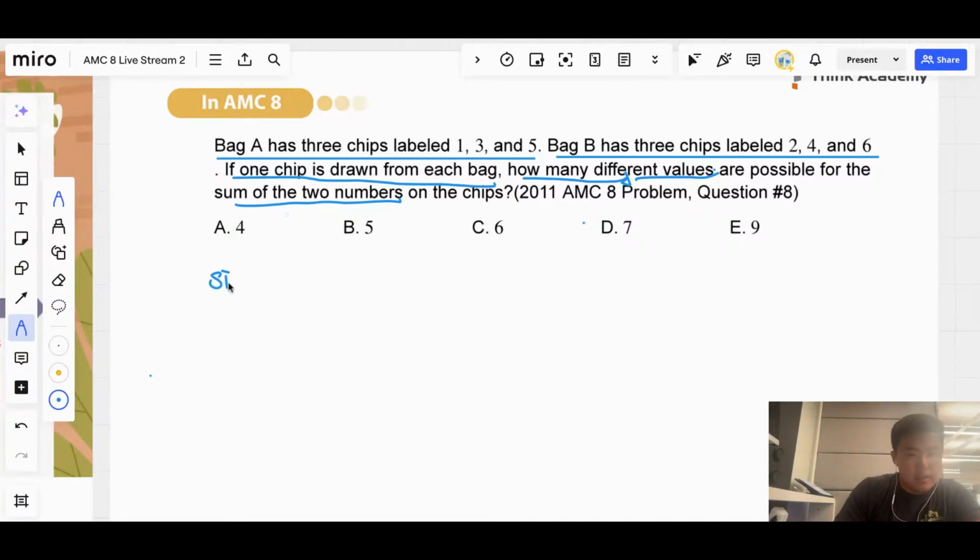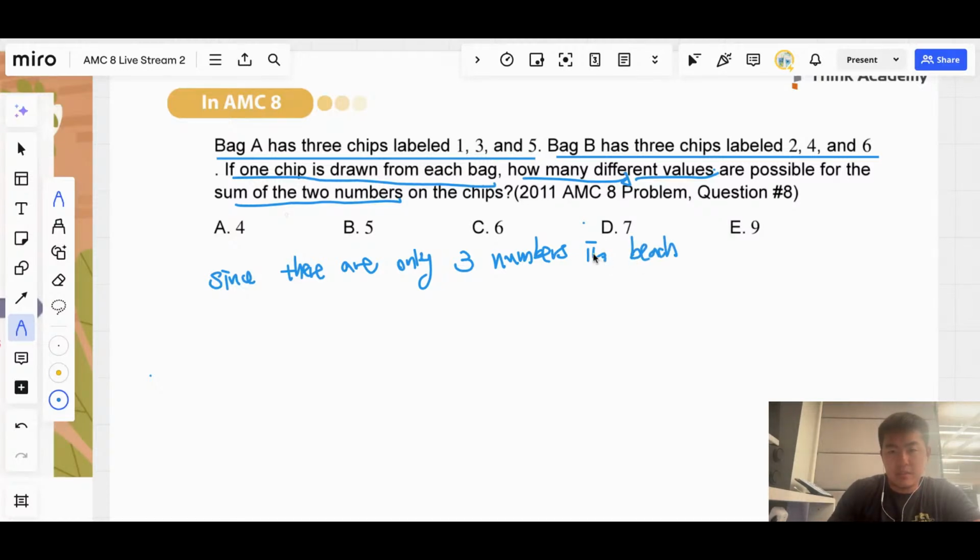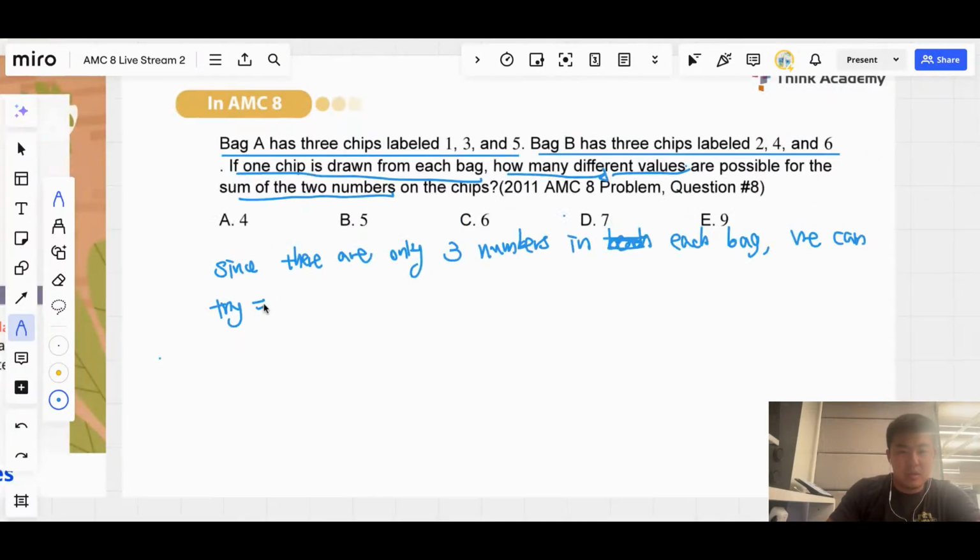So I will say, since there are only 3 numbers in each bag, we can try the approach of enumeration.